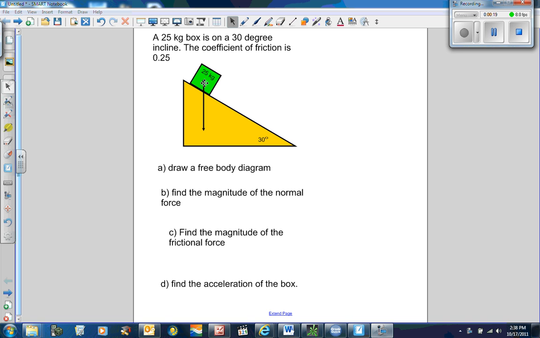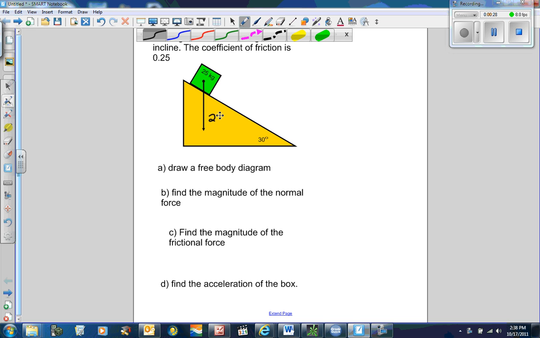We'll already have the force of gravity, or the weight, on here, and that's going to be 250 newtons. That's mg, 25 kilograms times 10 meters per second squared gives me 250. Okay, the next part is I'm going to divide the force of gravity into two parts.